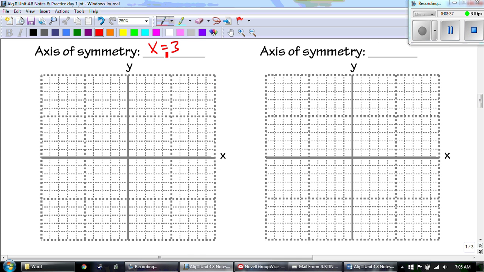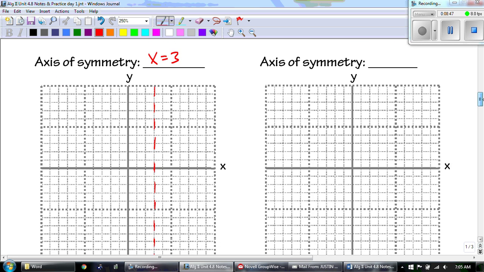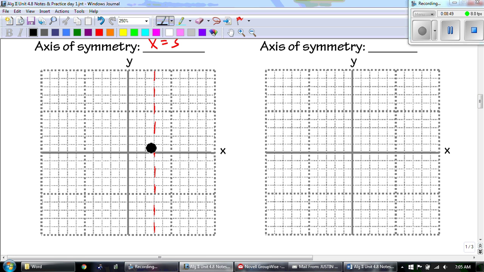So the first thing I'm going to do is come over here, draw my axis of symmetry. My vertex was at the point (3, 8). So (3, 8). And then we go down 1 over 1. Down 4 over 2. Okay, and then graph it. And that's all we have to do.